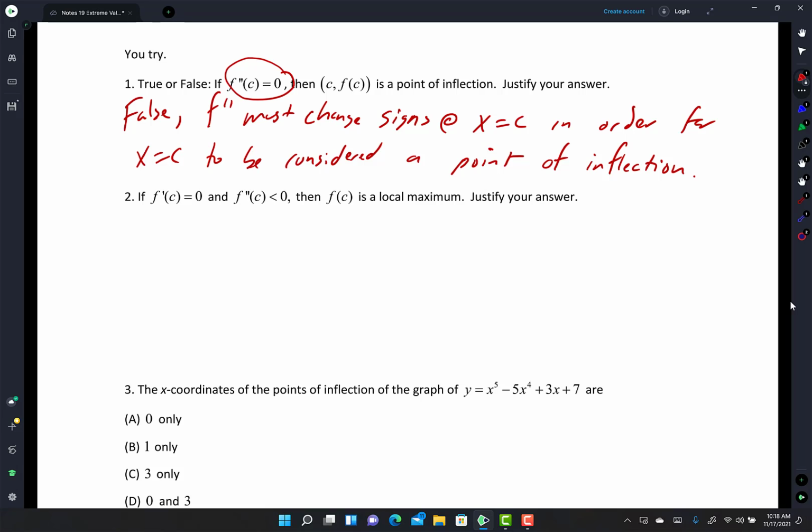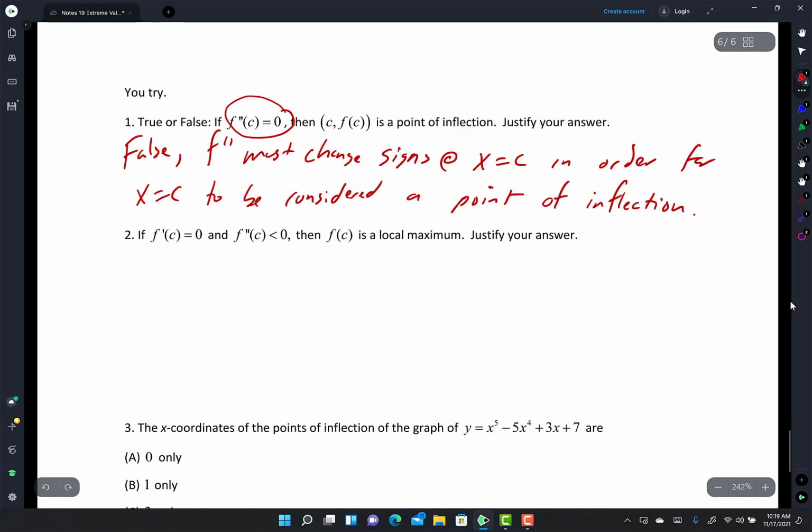Where the second derivative is 0, that means you have no concavity. So if the second derivative is always 0, it's a linear line. If the second derivative is always 0, it's a linear line. Yeah, second derivative is 0 means no concavity.